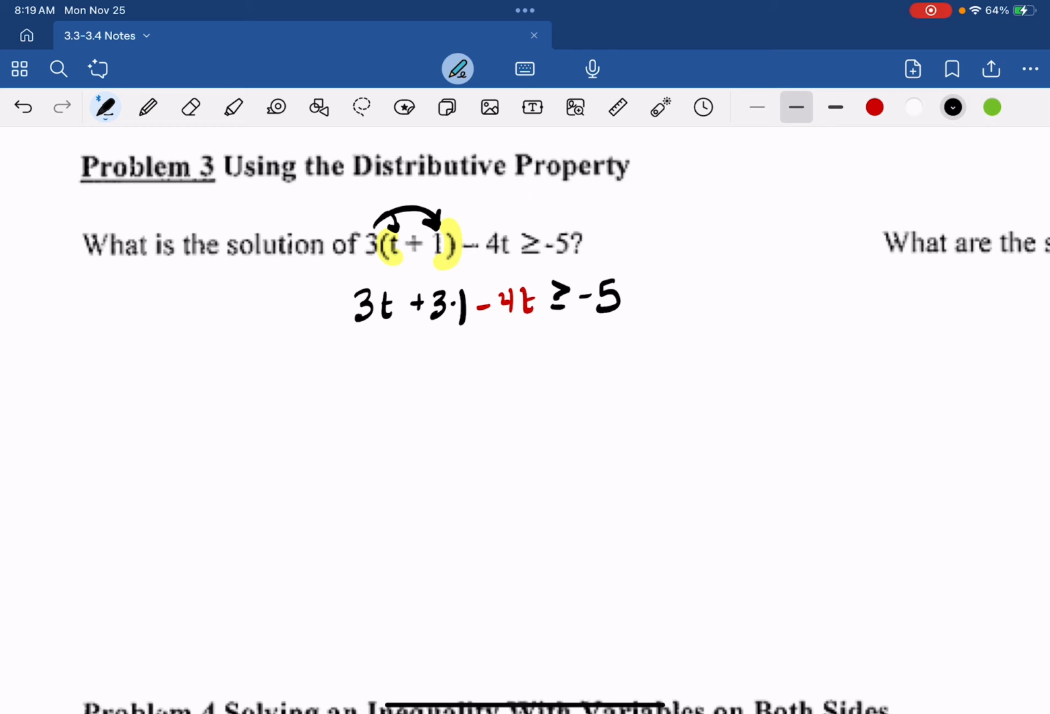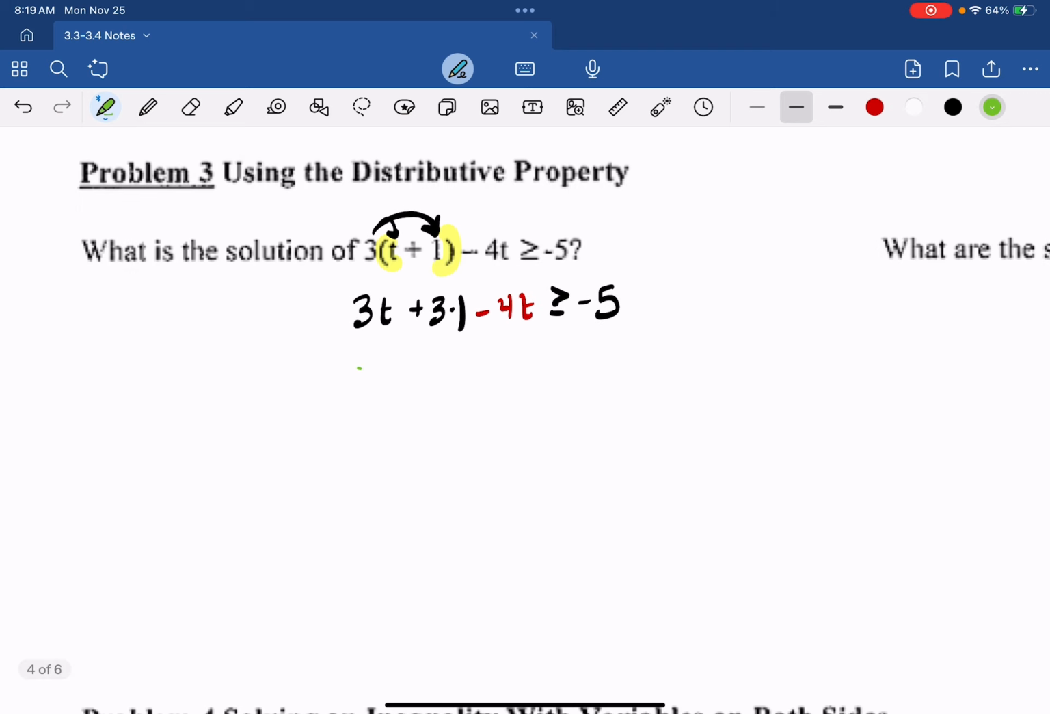Okay? So all I did was I distributed. And remember, those arrows tell me to multiply. Okay, so once I distribute, I have 3t plus 3 minus 4t. Again, I'm just bringing everything down, keeping myself nice and organized.